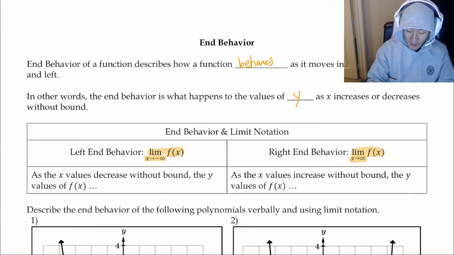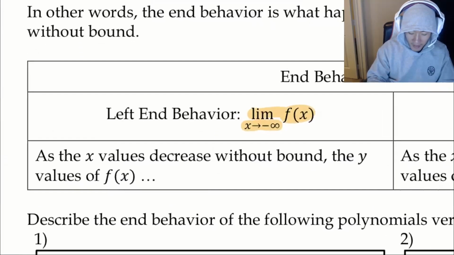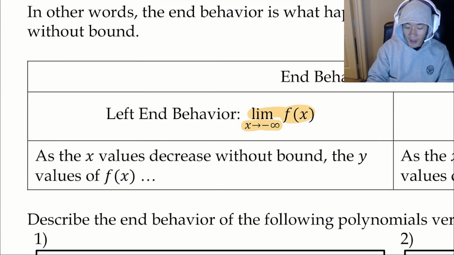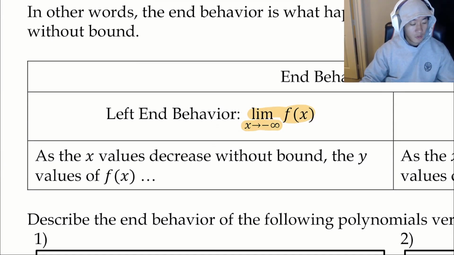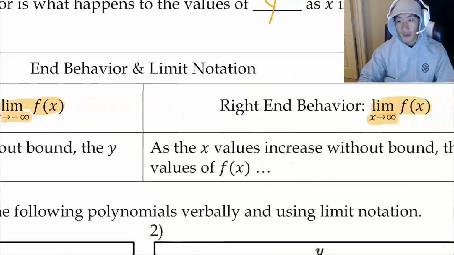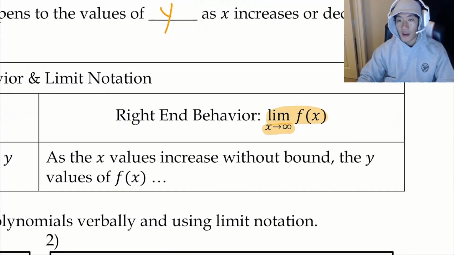And so I shouldn't really skip from left to right like that so quickly, but for left end behavior, it's as x values decrease without bound, the y values of f of x are doing this essentially, right? That's the super mathematical way to say that. And this is a super mathematical way to say right end behavior, right?